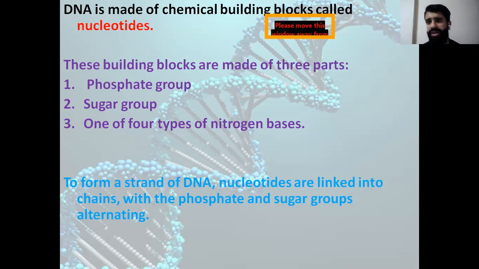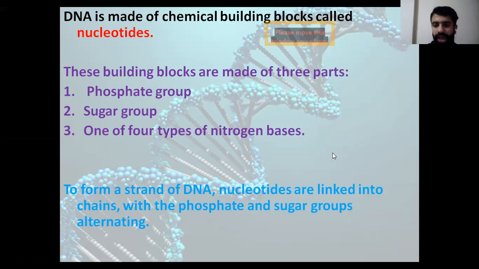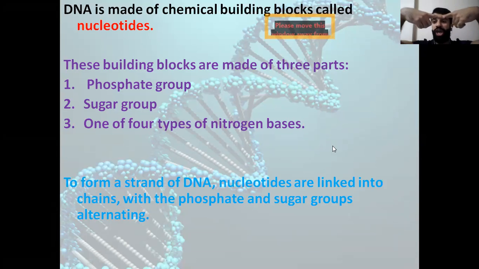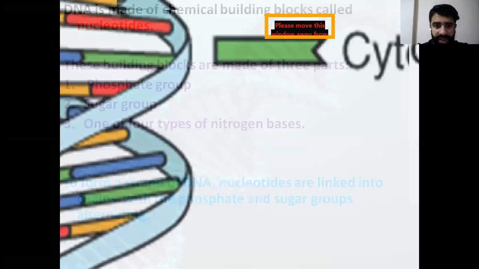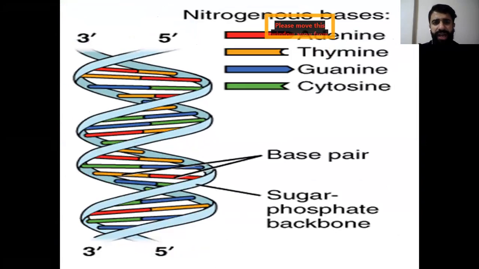DNA is made of chemical building blocks. They are called the nucleotides. As you know, these building blocks are made of 3 parts. We have the phosphate group, the sugar group, and one of 4 types of nitrogen bases. To form a strand of DNA, nucleotides are linked into a chain. So we have both the sugar group and the phosphate group forming the strand of the DNA. So this is the DNA strand, double stranded.